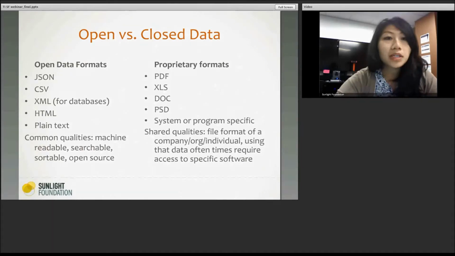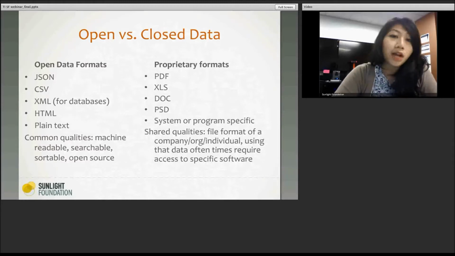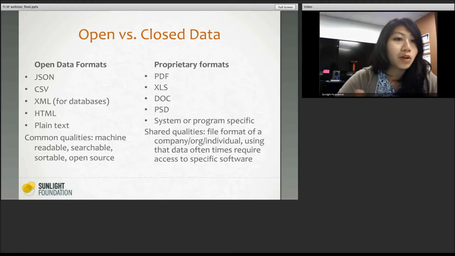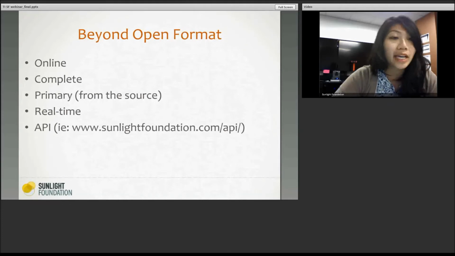So it's really important that while PDF formats and whatnot are familiar for a lot of folks, a lot of times if you do not have Adobe or other software on your computer, it's difficult to just start using the information. So in addition to the format itself, there are a couple more hallmarks of what it means for data to be open.